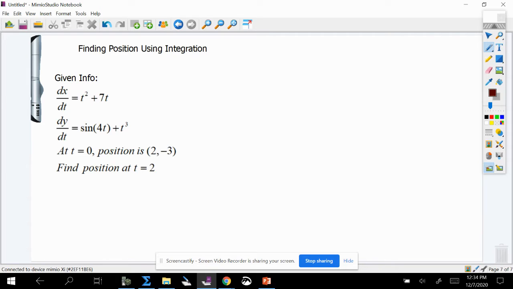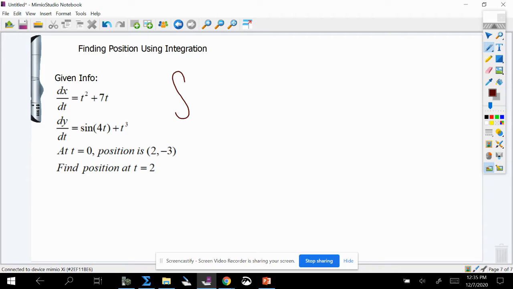So here's what they're giving you with this. They're giving you the derivative already. So they're kind of starting out with the derivative of x, dx/dt, and the derivative of y. And they also give you an initial piece of information. They tell you that at time 0, your position is (2, -3), and the goal is to find the position at 2. So you're going to have to treat this basically like two separate problems. You're going to have to completely look at the x piece, the dx/dt, and then completely look at the y piece.